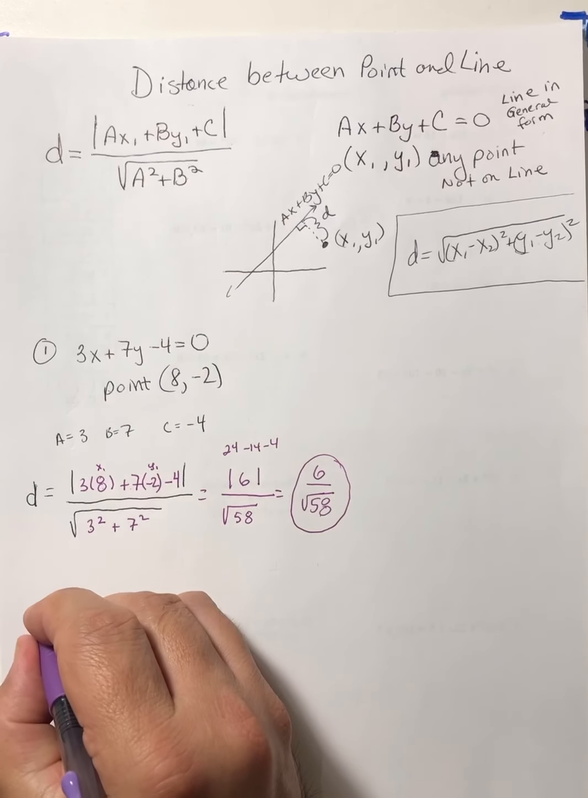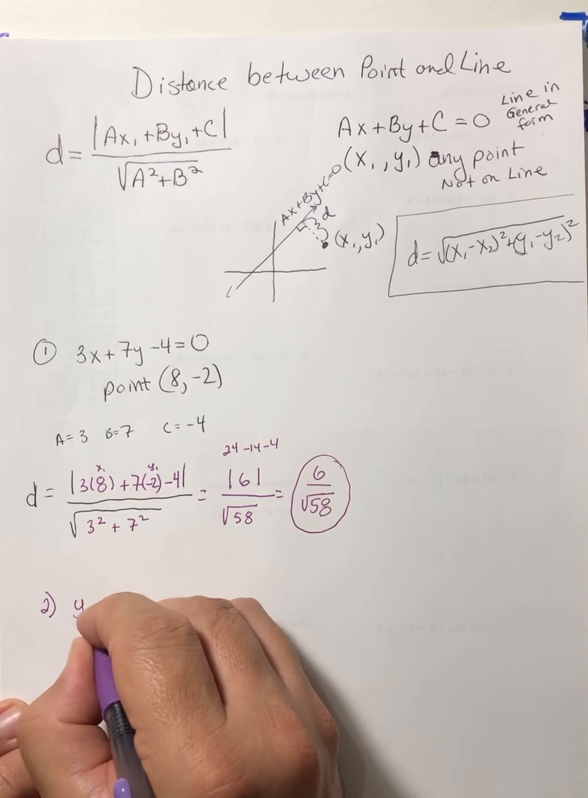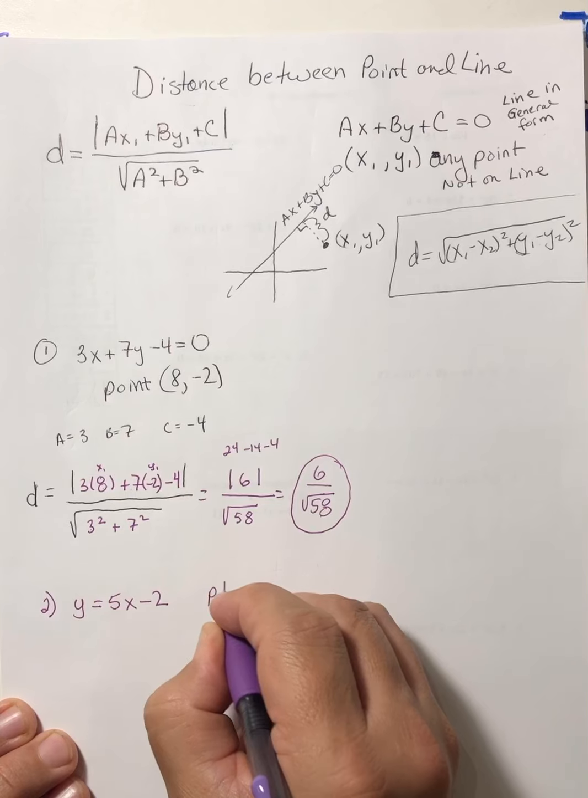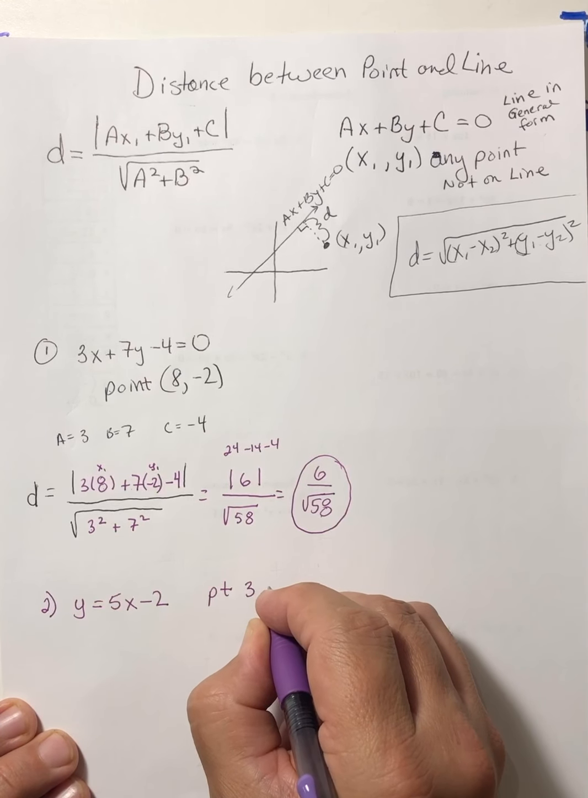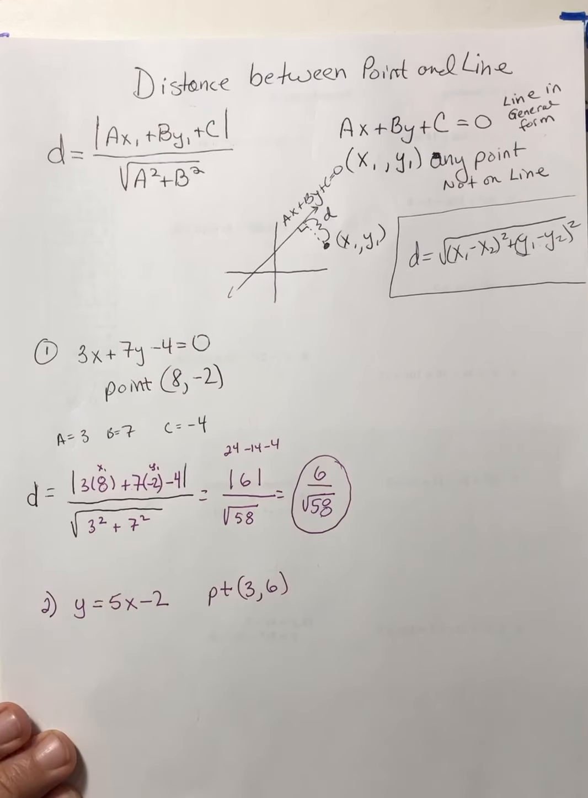Here's a little bit more challenging one. Number 2. Here's your equation: y equals 5x minus 2. And the point that's not on the line is 3, comma 6. So here's our point, here's the line.